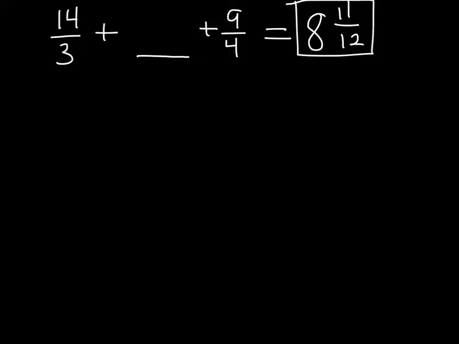So 3 will go into 14. Remember, this is actually a division problem, 14 divided by 3, and 3 will go in there 4 times, which makes 12. And I'll take 12 away from 14, and then I've got 2/3 left. So that is actually 4 2/3. And I'm adding to something a question mark.